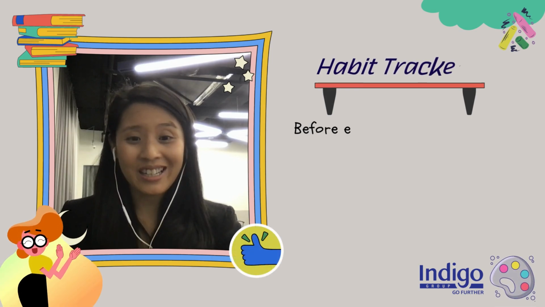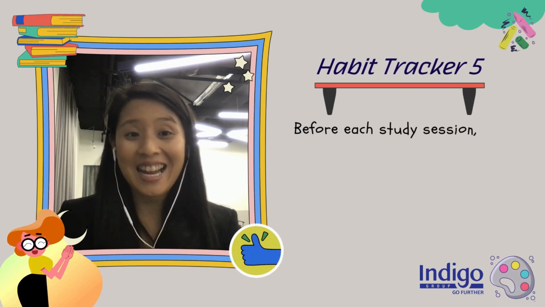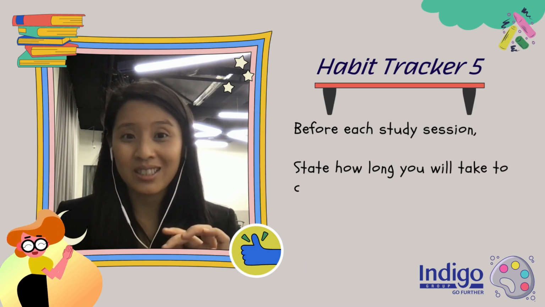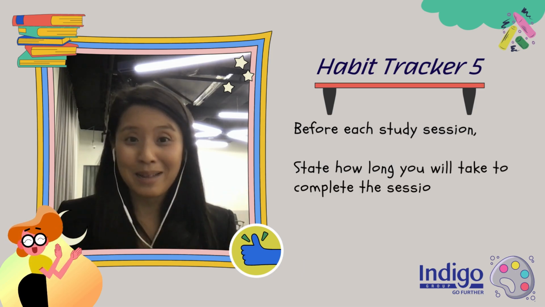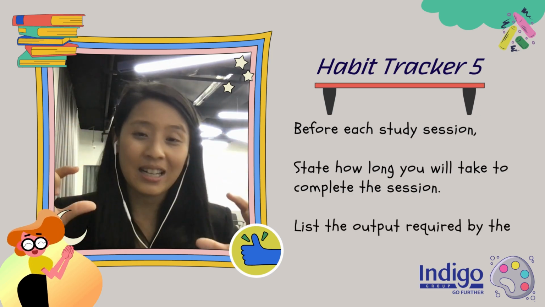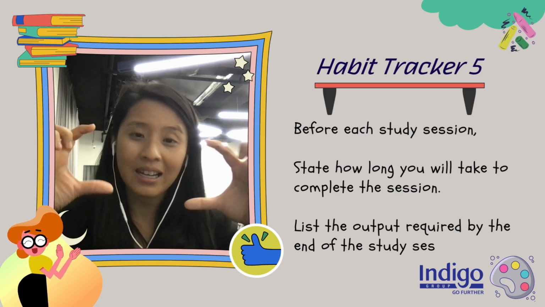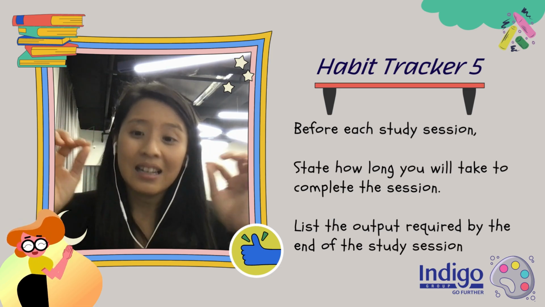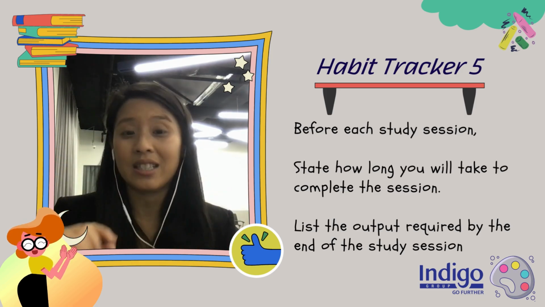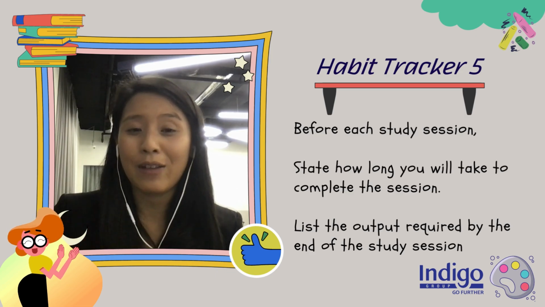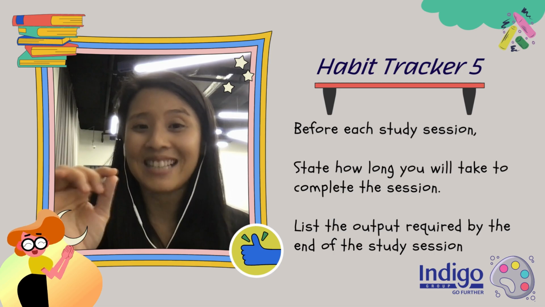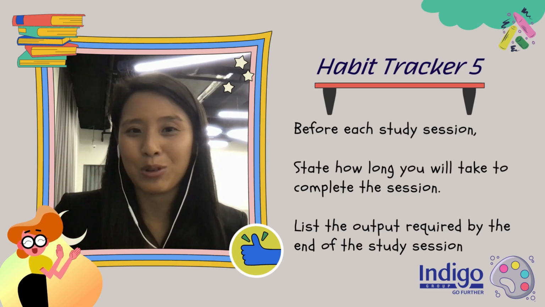Today's habit tracker requires you to state how long you will take to complete each of your study sessions next week. So if you look at your study plan for next week, let's get started. Plan how long each study session will be, set a timeline, a time frame, and then list the output required by the end of each of the study sessions that you have planned. So you shouldn't have generic things like read textbook page 1 to page 30. That is passive reading. Don't be a textbook zombie.